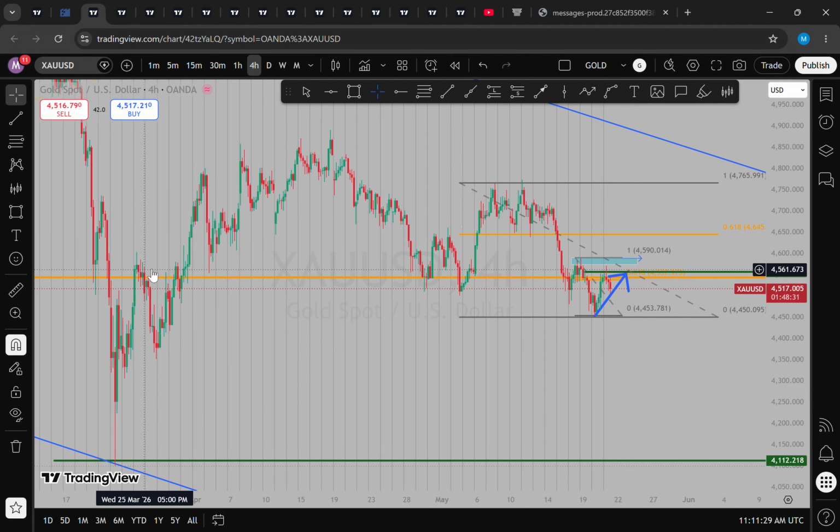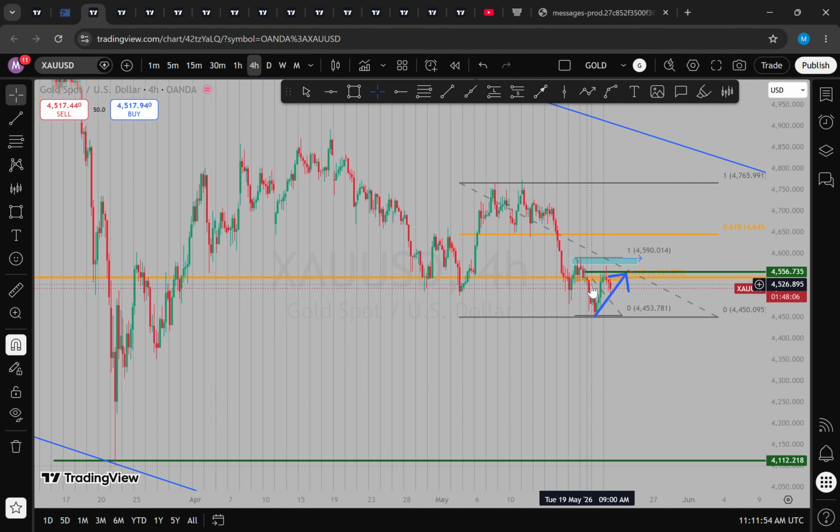Of course, when you identify your swings, you will know your bias. The swings tell you if it's an uptrend or downtrend. Currently, gold is technically in a downtrend. So the next thing is, we know the bias, we know the swings, we know the current range. This is the current range.